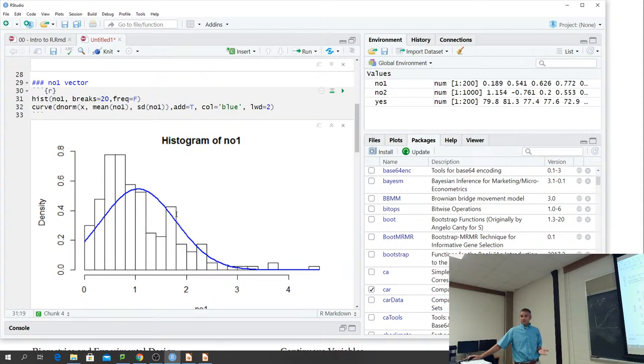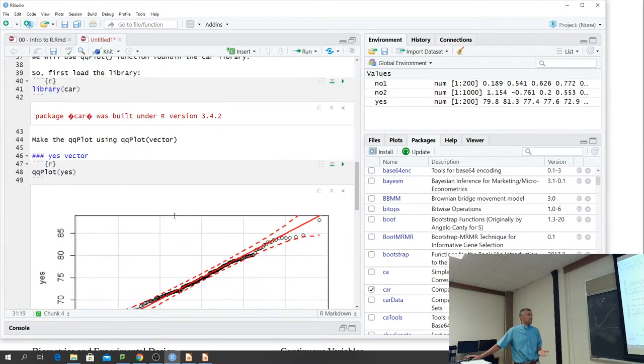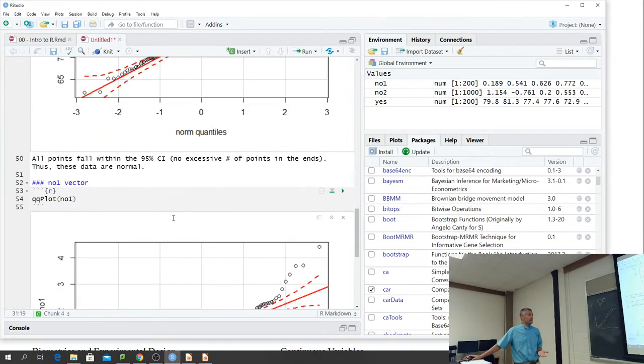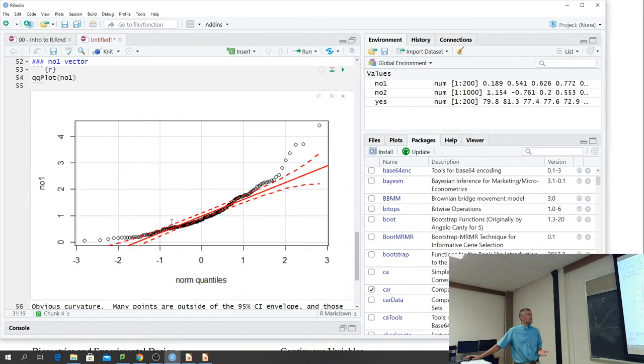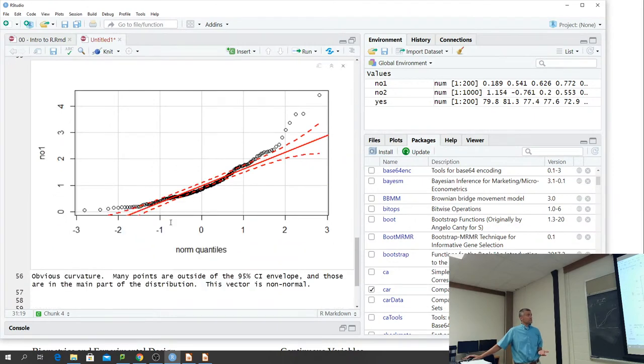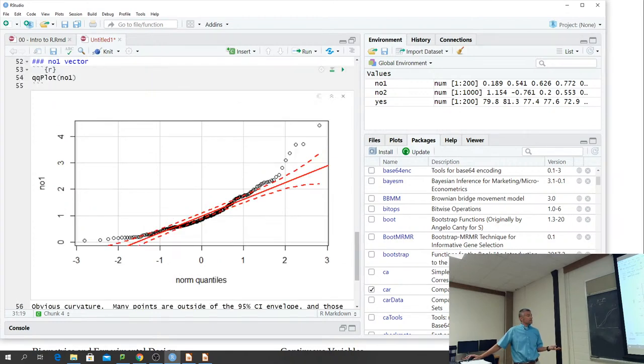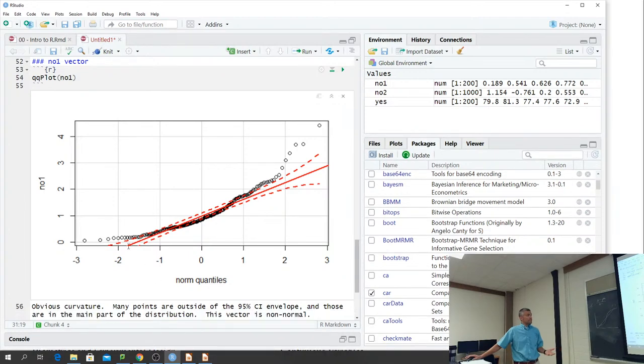Do I rely on histograms, though? Nope, not really. So when I scroll down to my QQ plots, QQ plot, no one, left the default. And then, put that down just a little bit. Now you can really see the non-normality.